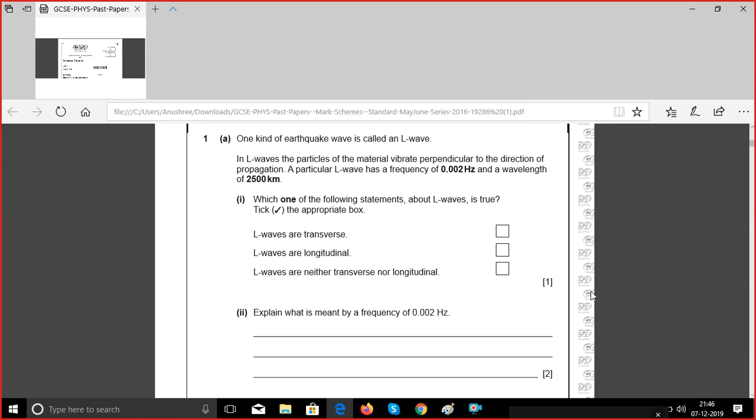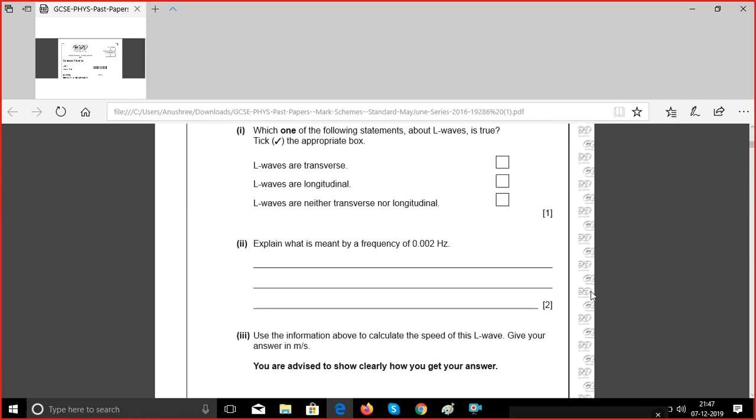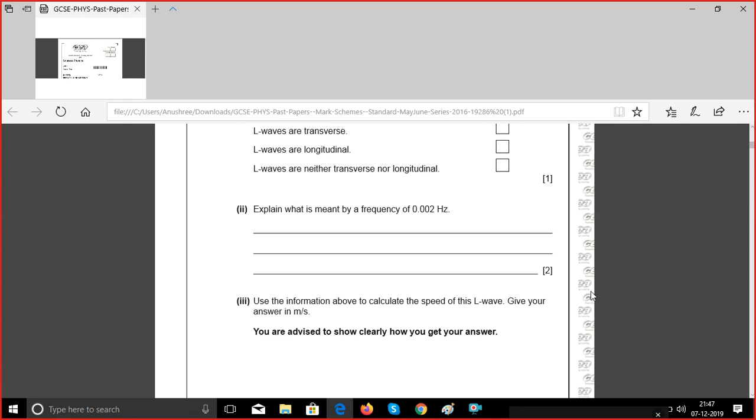So the particles vibrate perpendicular to the direction of propagation. So L waves are transverse. Yes. So the particles move perpendicular. Yes, so L waves are transverse. That's correct. Now, explain what is meant by a frequency of 0.002 Hz.